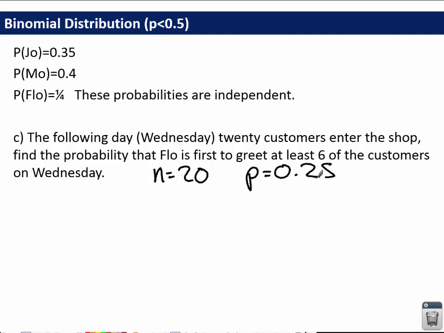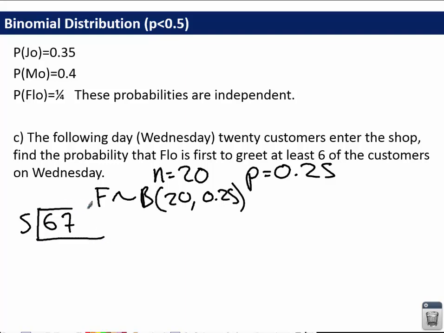So we can write down that F is binomial with n equals 20, p equals 0.25, so the examiner knows that you know it's binomial. We want to find the probability that Flo is first to greet at least 6 of the customers. Again, I would write down the numbers either side of 6: 5, 6, 7. Of course, these numbers carry on, but we don't need to write all of those down. It's at least 6, so it's 6 or more. So we write down the probability that F is more than or equal to 6.